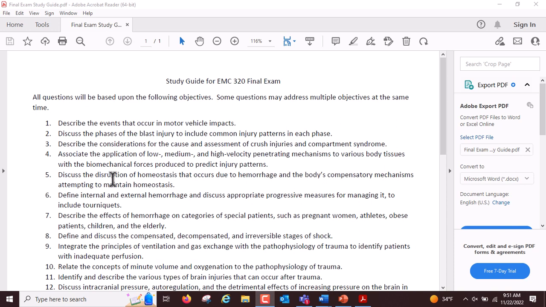Describe the effects of hemorrhage on categories of special patients, such as pregnant women, athletes, obese patients, children, and the elderly. Okay, pregnant females. Number one thing to remember with pregnant females, especially in late-term pregnancy, is what? Yes, we're going to focus on treating the mom, because by treating the mom and not worrying about the baby, we're going to take care of the baby.